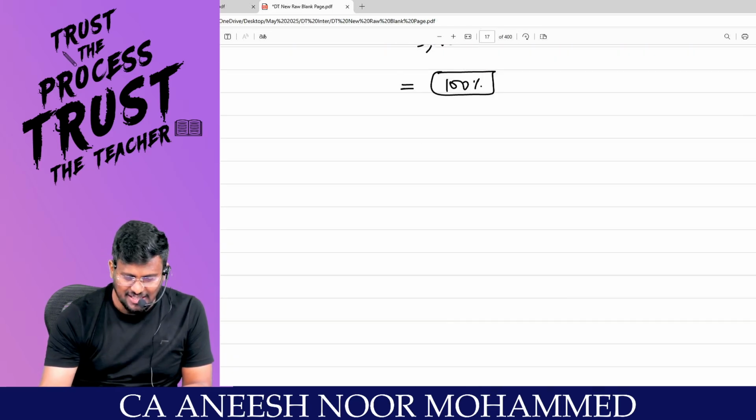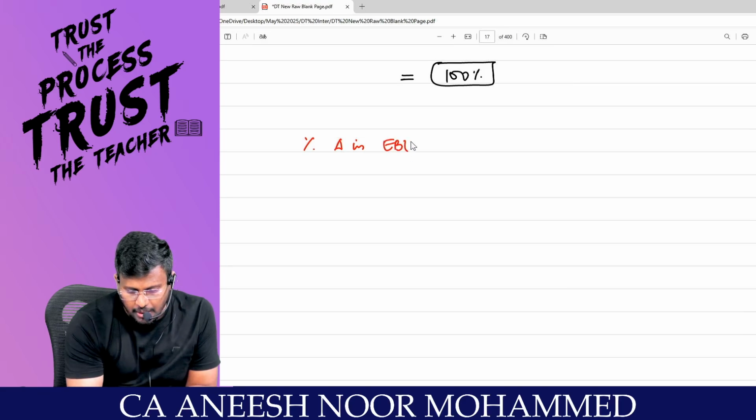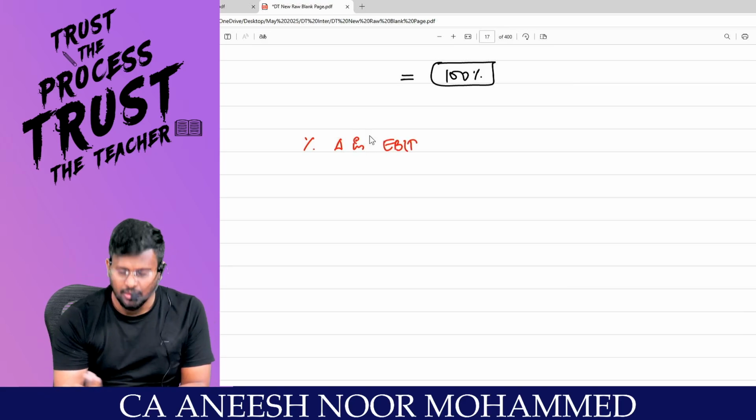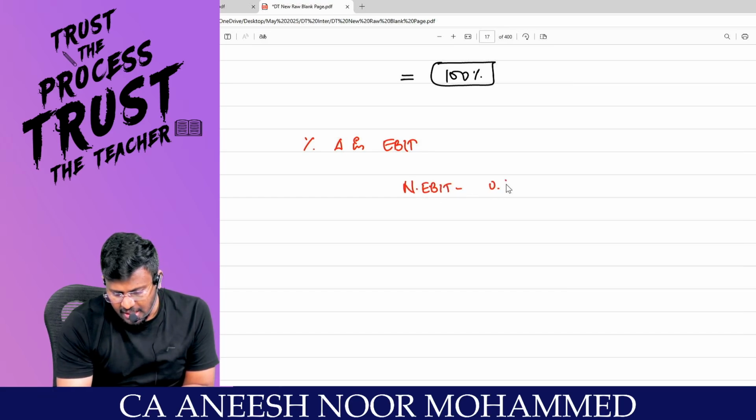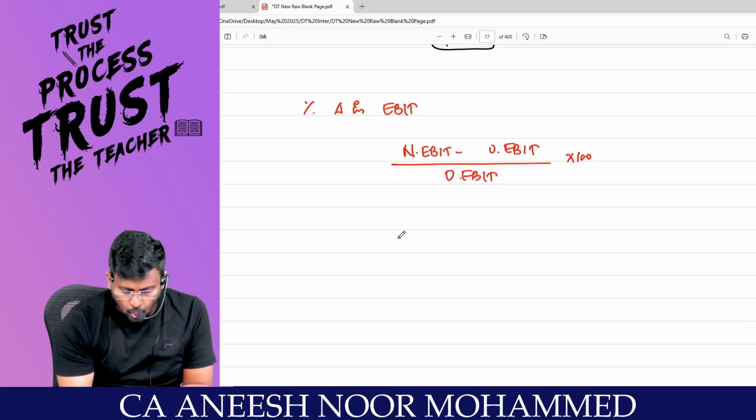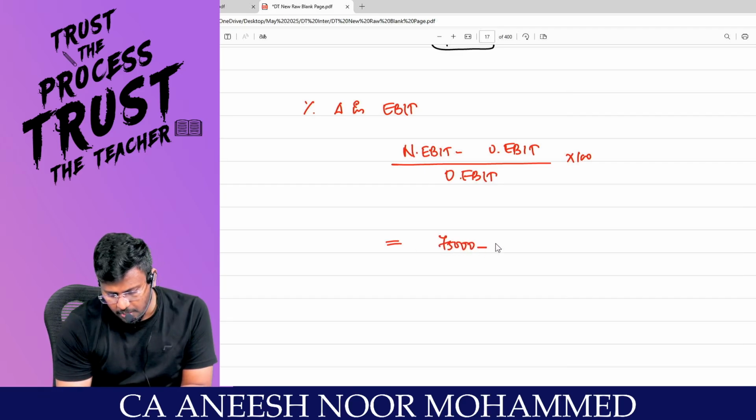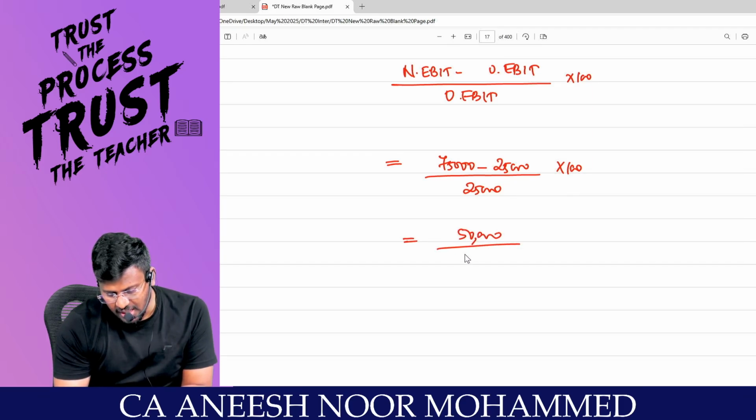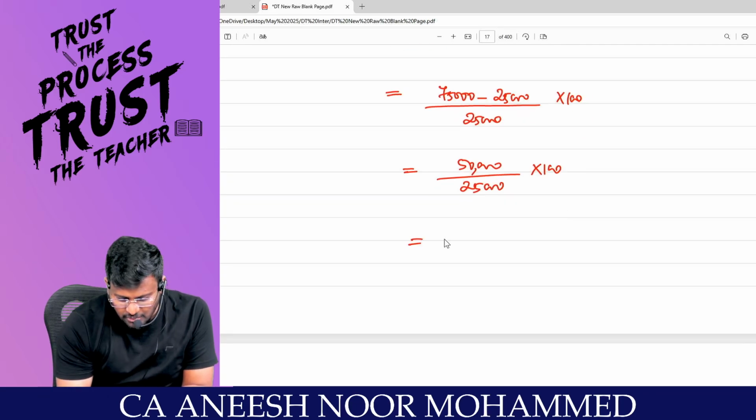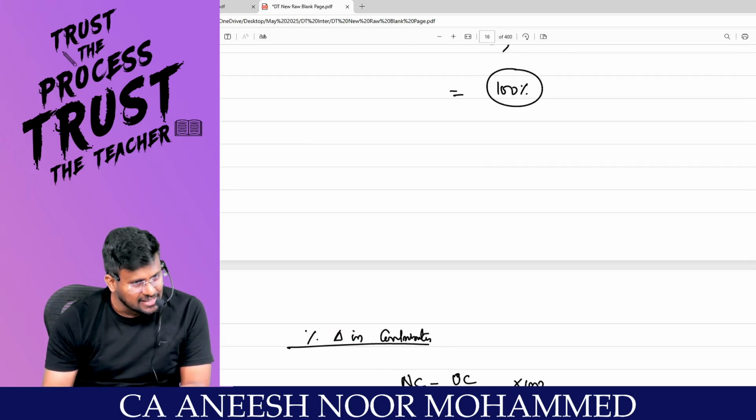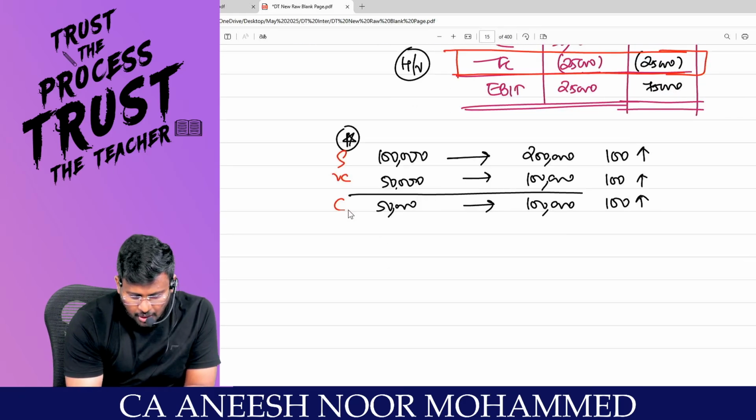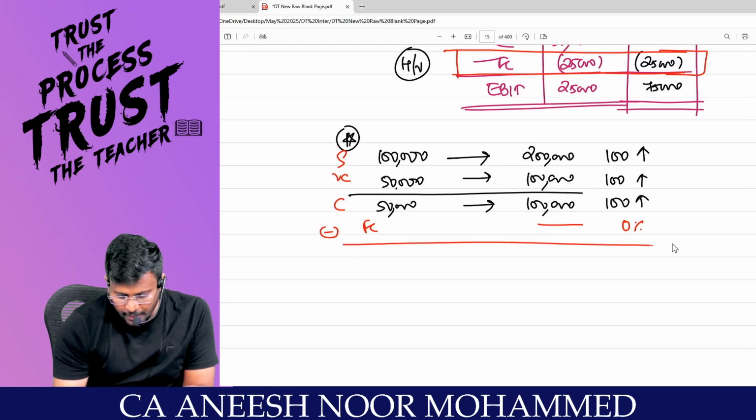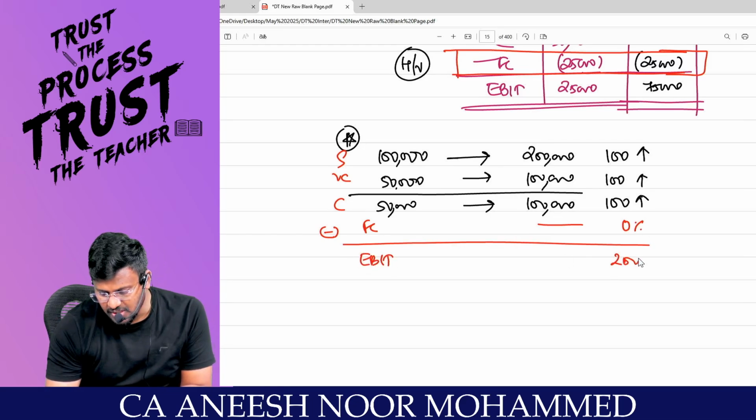Now, this subject is saying percentage change in EBIT. Percentage change in EBIT, can you tell me? New EBIT minus old EBIT divided by old EBIT into 100. Comfortable? What is the new EBIT? 75,000 minus old EBIT 25,000 divided by old EBIT 25,000 into 100. 50,000 divided by 25,000 into 100 comes to 200 percentage. Right, sir? So, from sales minus variable cost you get contribution, minus fixed cost, you will be getting the EBIT, which is how much percent? 200 percentage.